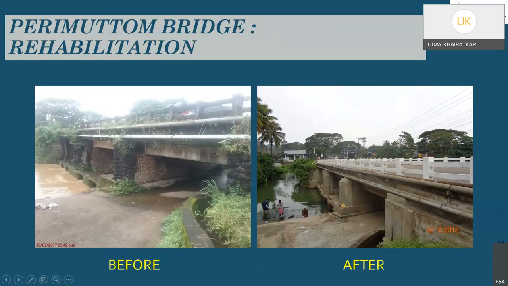There's one bridge, Perimuttam Bridge in Kerala. It was in distress, and on account of our condition survey and timely intervention, it was repaired. You can see the before and after pictures of this Perimuttam Bridge. Before, it was having a stone masonry pier with a lot of cracks. Finally, it was repaired and it was gunited from all around. It was strengthened.